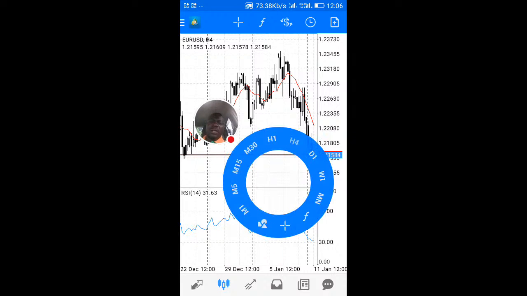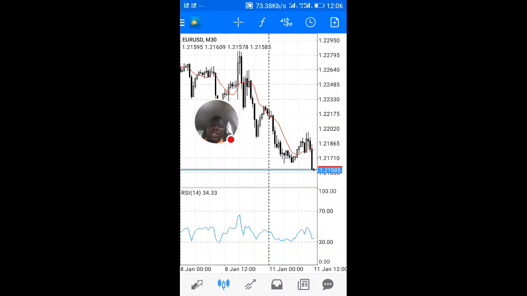So let us keep on watching. You can see now it is going down. It has decided to go down. But we want to see if this goes beyond 21,500. That is our key point.